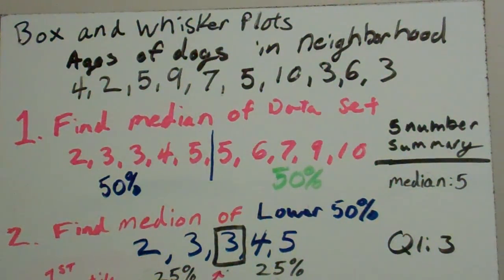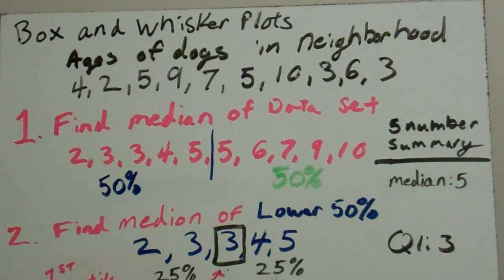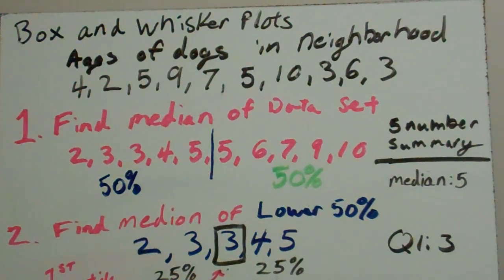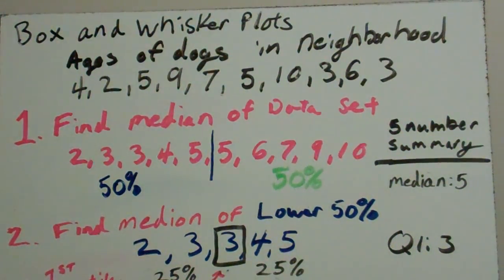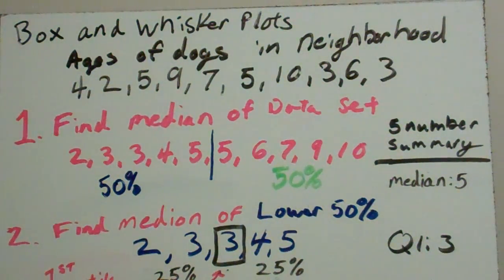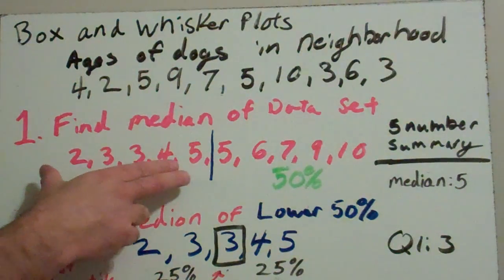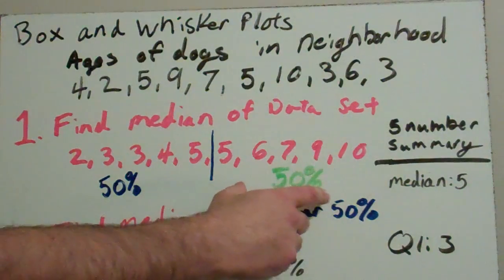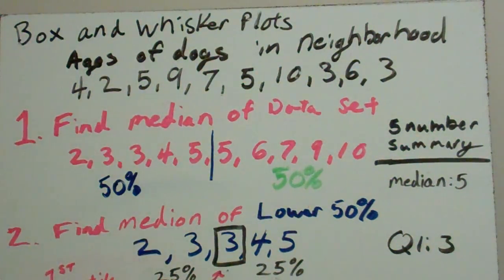And the first step is to find the median of the entire data set. We will do that by organizing the data from least to greatest. We have 10 pieces of data here, so our median two numbers are going to be 5 and 5, which when we average together, add them together and divide by 2, we're going to end up with 5 again. But you can see here that we have our data broken into two pieces, the lower 50% and the upper 50%. It's broken in half by that line.